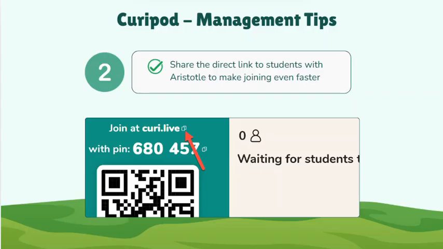The quickest way to get students to join your Curipod in class is to copy the direct link that is a unique location, and then to use Aristotle to immediately open that tab for all logged in students in your class. This saves time and decreases off-task behavior while waiting for other students to get to the website and join, therefore keeping your class more focused.